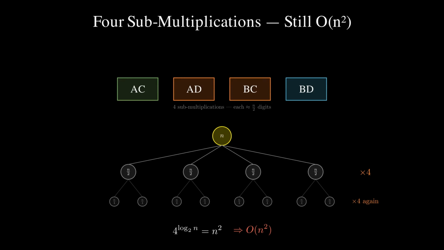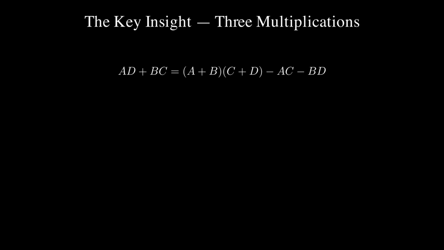But Karatsuba looked more carefully at those 4 sub-multiplications and noticed that 2 of them are redundant. The term AD plus BC can be computed without ever calculating AD and BC as separate steps. That single observation changes everything. The algebraic identity is this: a times d plus b times c equals the product of a plus b and c plus d minus a times c minus b times d. We already compute a times c and b times d for the other terms, so reusing them here costs nothing extra.